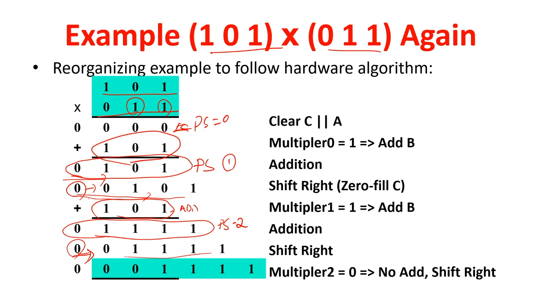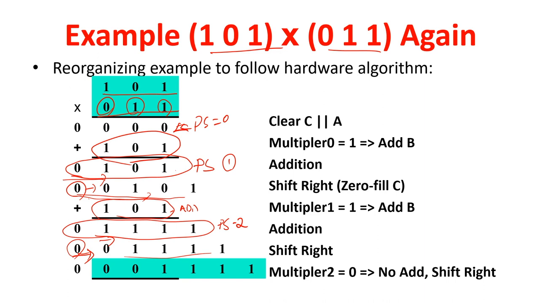Okay. And then, last, in this case the third partial sum, because this bit is 0, instead of adding 0, we do not need to add, we simply do a right shift. So that will give us the result.